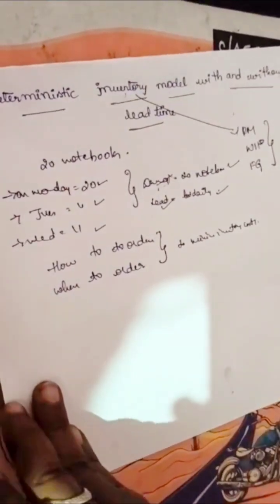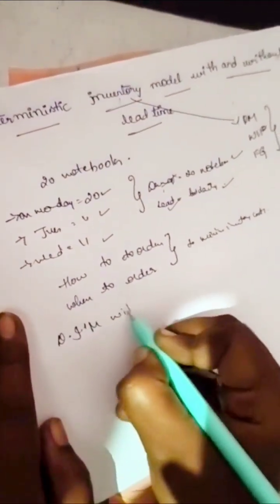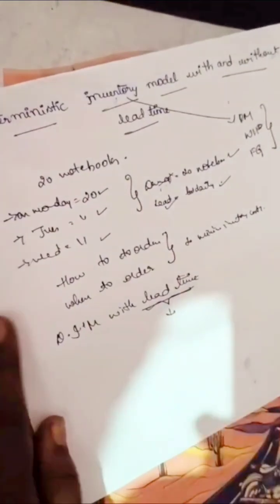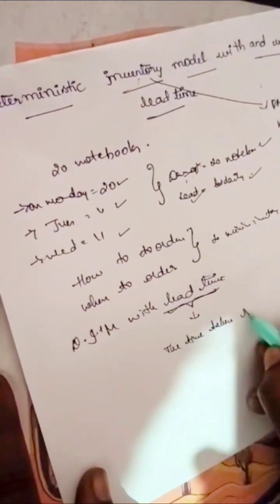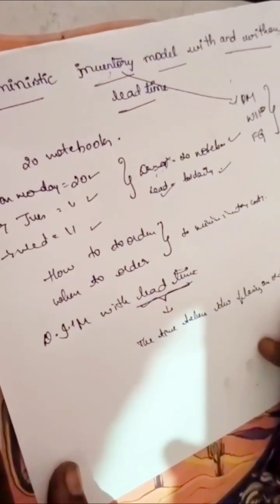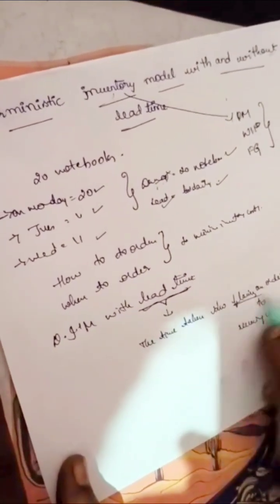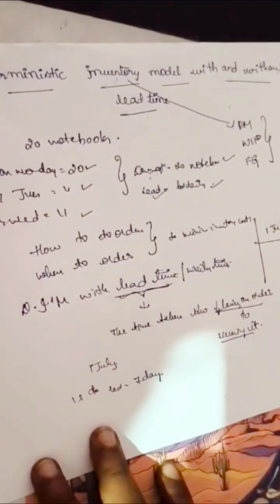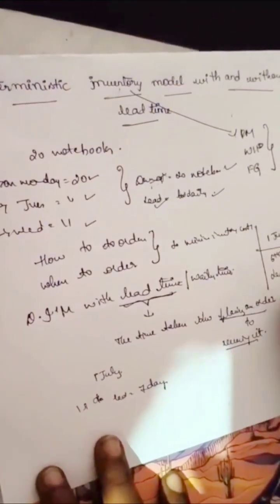Now let us move to the next topic, the deterministic inventory model with lead time. What is lead time? Lead time is the time taken between placing an order and receiving it. For example, if we place an order on 1st July and the supplier delivers on 6th July, the lead time is 5 days.